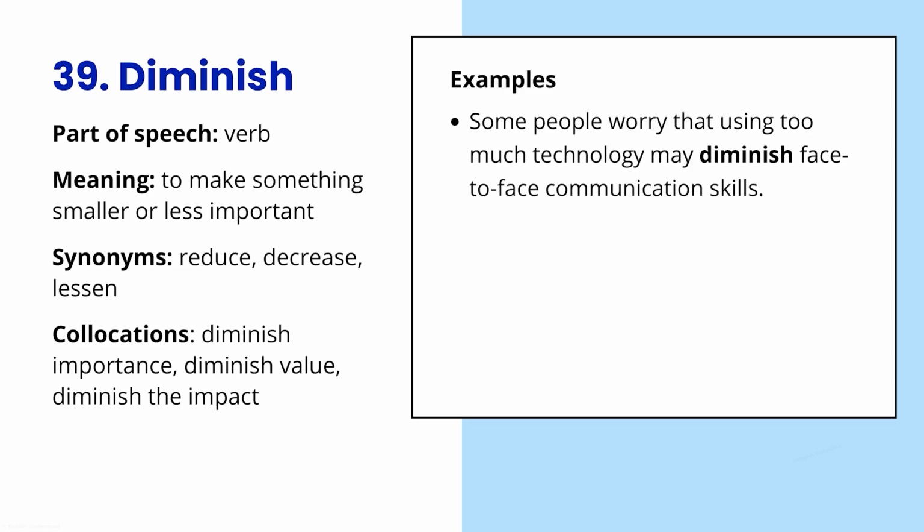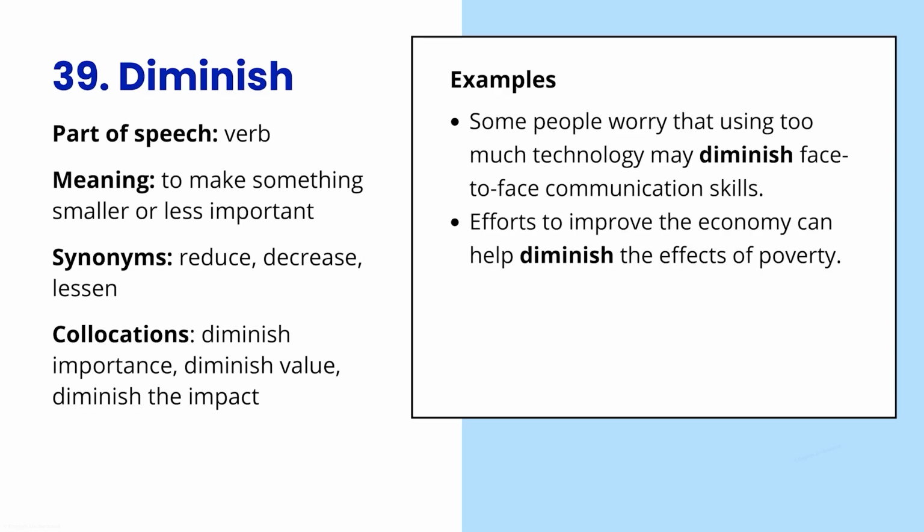Some people worry that using too much technology may diminish face-to-face communication skills. So this means to lessen or reduce people's ability to have conversations face-to-face. Efforts to improve the economy can help diminish the effects of poverty. So this means that if you try to improve the economy, well, it could make the effects of poverty much smaller. If you find yourself using reduce too often, diminish can help and add a bit of variety to your writing. It works really well when you're talking about effects or how important something is.